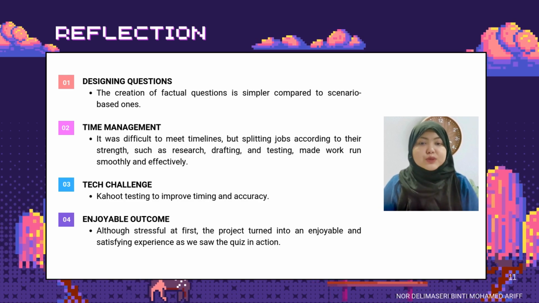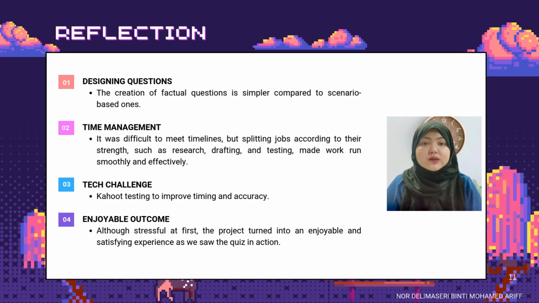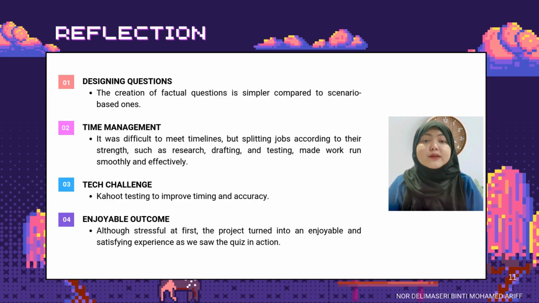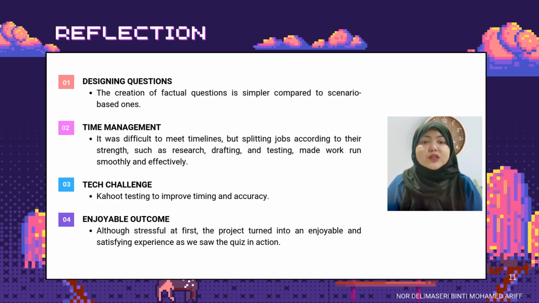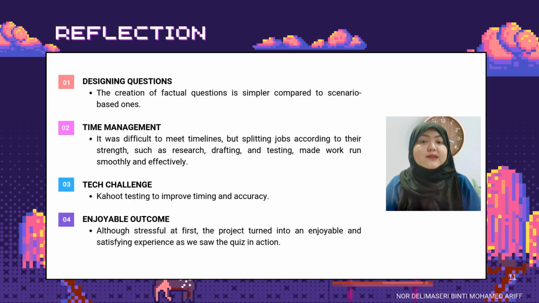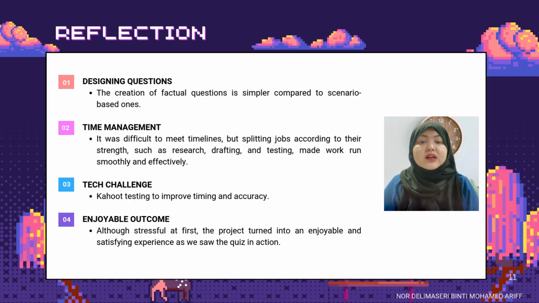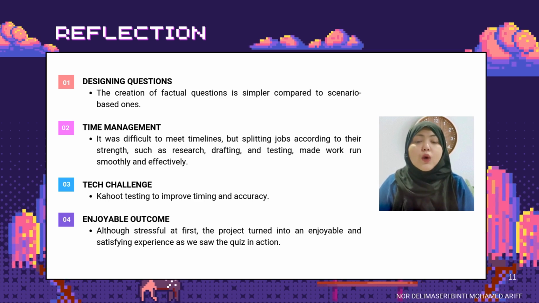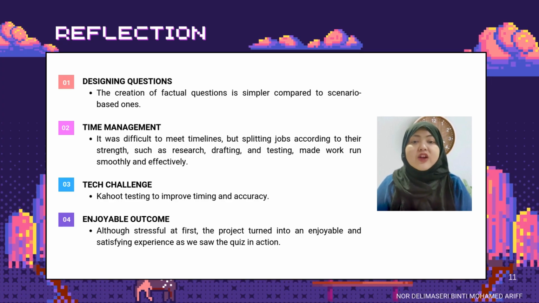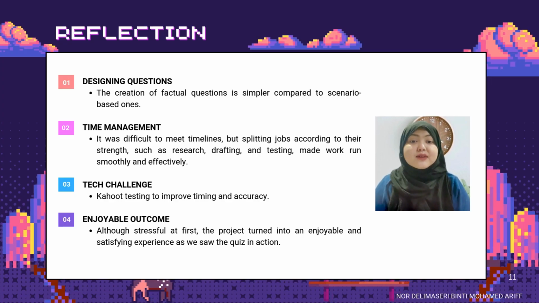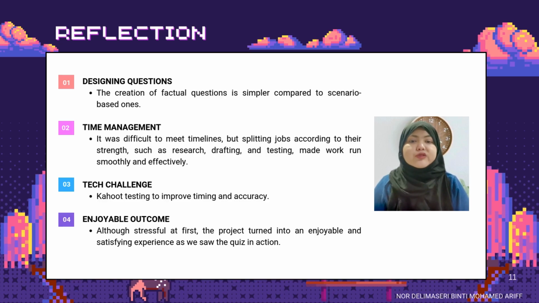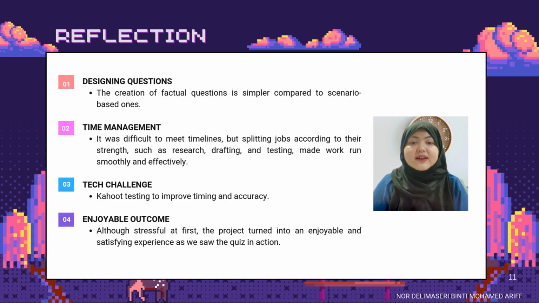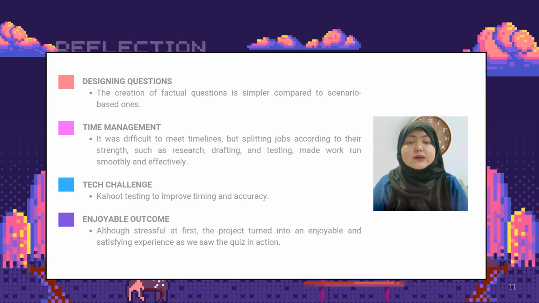Second is time management. It was difficult to match schedules as we all had other commitments to attend to. So, we decided to delegate the tasks by each other's strengths, such as research, drafting, and testing, which made work smoother. Thirdly is the tech challenge, learning the Kahoot interface, as we had to test it multiple times to ensure it was functioning and whether we had to face any timing or accuracy issues. Lastly is the enjoyable outcome. Though it was stressful at first, the project became fun and rewarding once we saw the quiz in action.